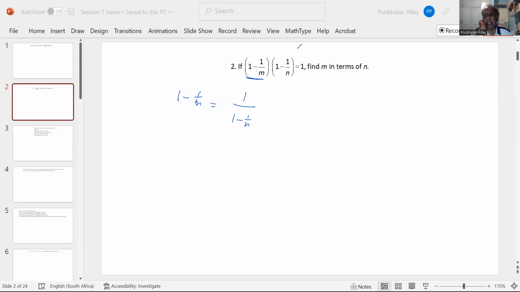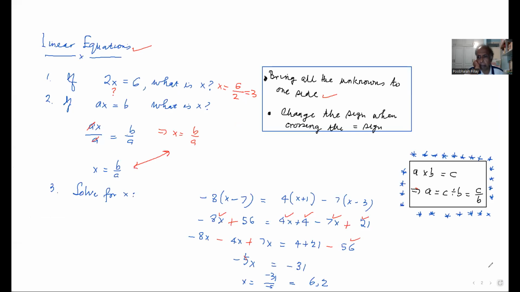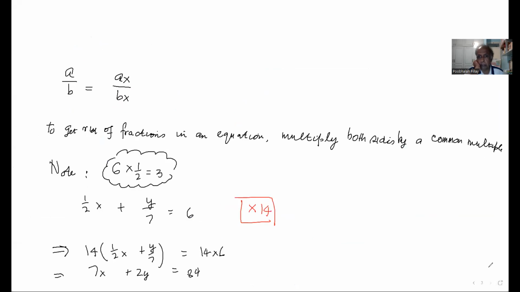Now, at this stage here, I just want to say some other things. When you got a fraction, a over b, you can multiply a by anything you like, but you must multiply the b by the same quantity, right? So if you got ax over bx, you can cancel this and you get a over b. So you can multiply a by anything, but you must multiply the denominator by the same thing. So that's one important fact.